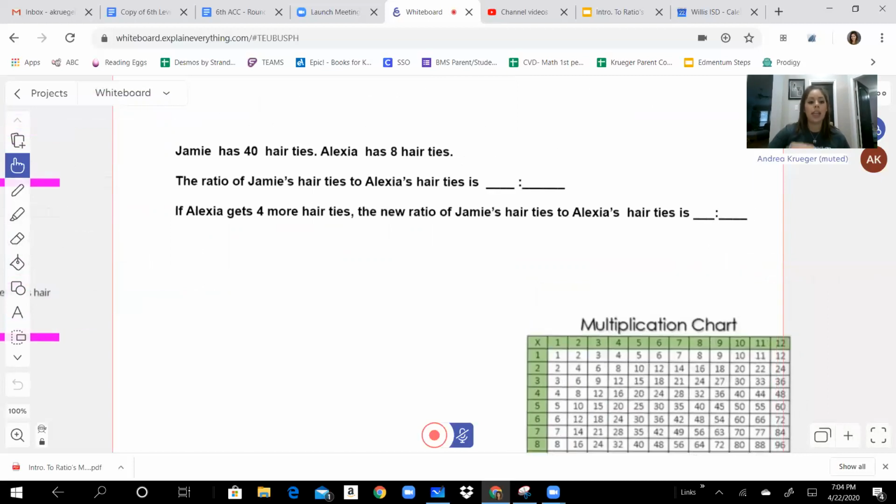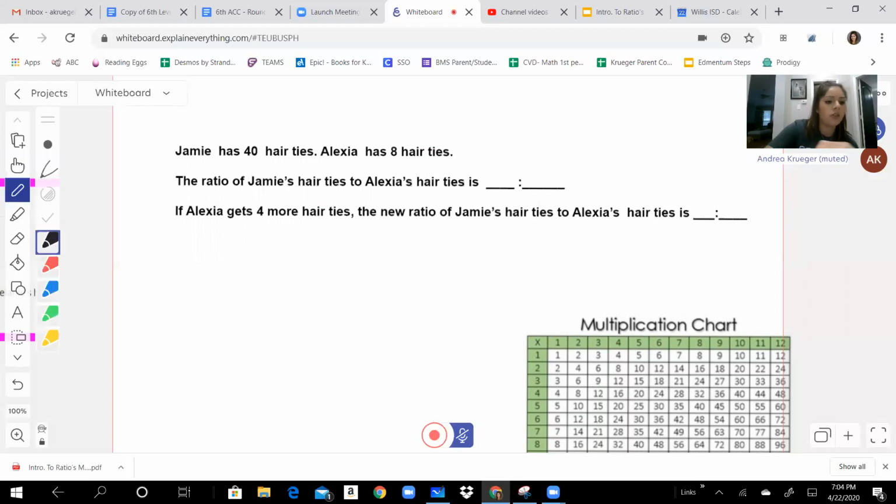Jamie has 40 hair ties and Alexia has 8 hair ties. The ratio of Jamie's hair ties to Alexia's hair ties is what to what? Stop right there and I'm going to focus on just that part. Jamie's hair ties to Alexia's hair ties is what to what? Right now, I know I have 40 to 8. And yes, order matters. If it says Jamie to Alexia, then it has to stay Jamie, which is 40, and Alexia is 8. So it has to stay like that, 40 to 8.